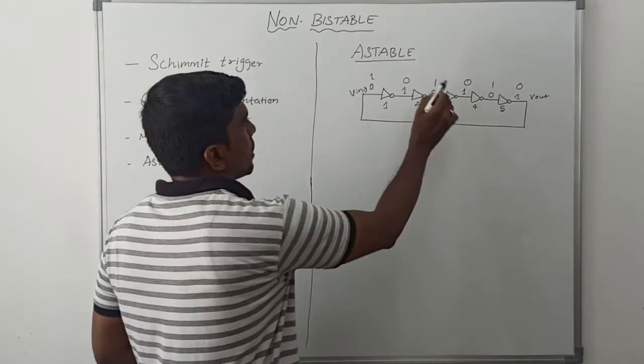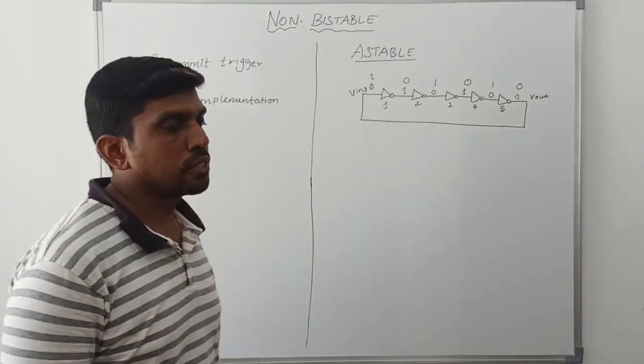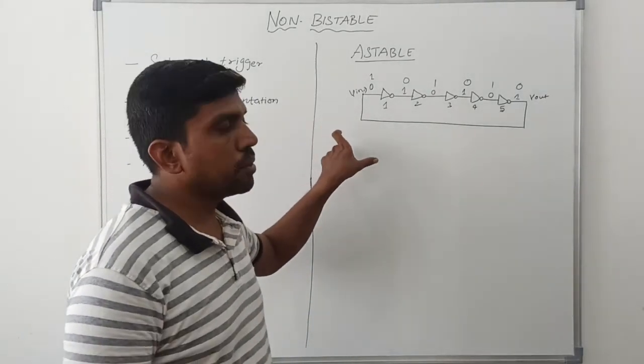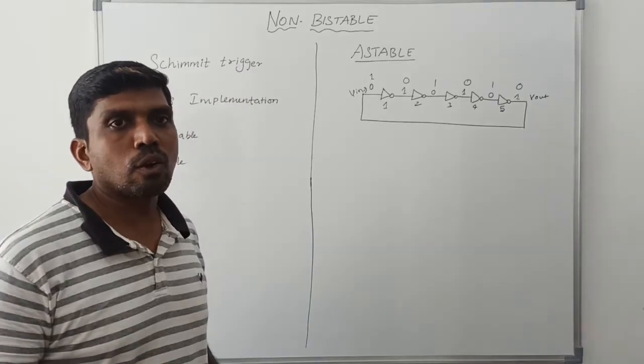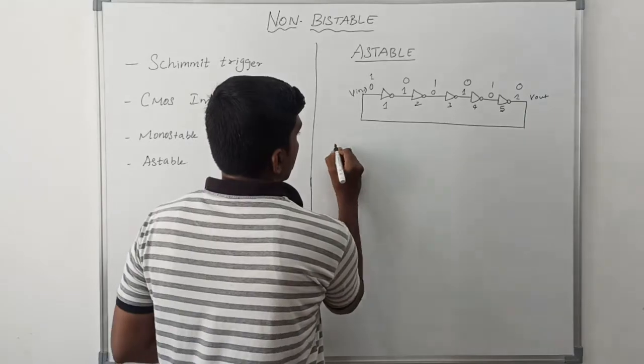Likewise the input and output values change continuously. So there is no stable state. This astable is mainly used for generating the clock frequency to trigger integrated circuits.